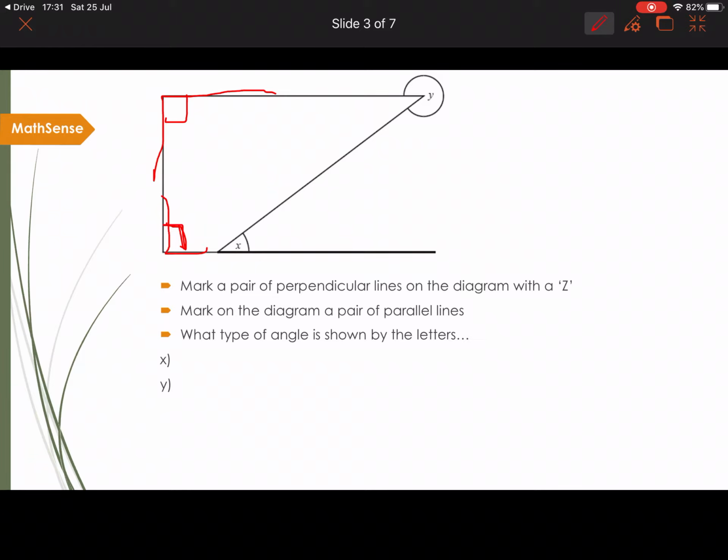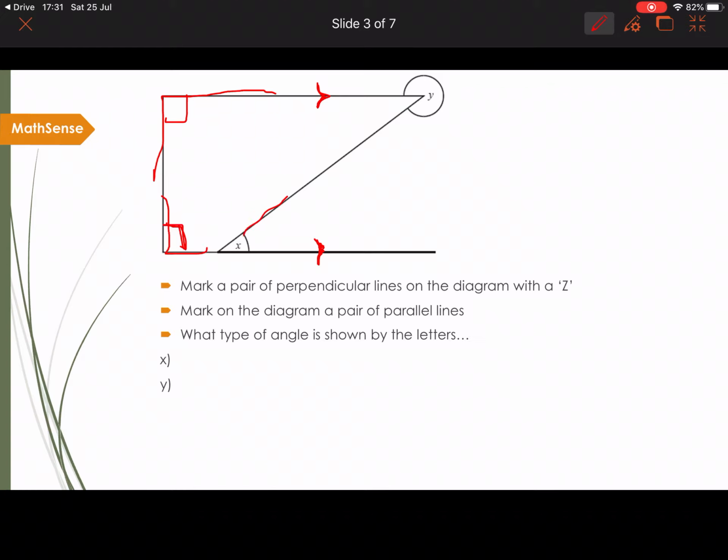The second question asks you to mark on the diagram a pair of parallel lines. Now, parallel lines are lines that are always the same distance apart and never touch. For example, this one here and this one underneath it here. These are parallel lines. You're then asked what type of angle is shown by the letters X and Y.